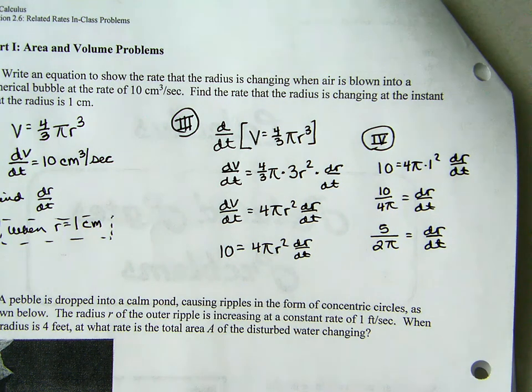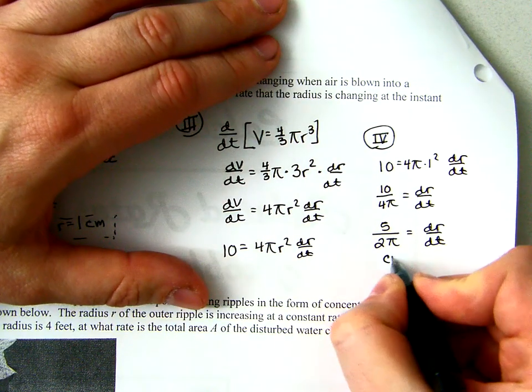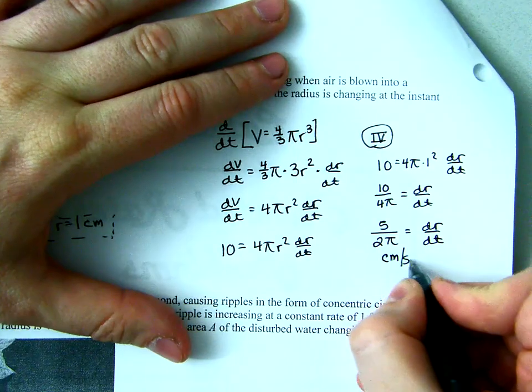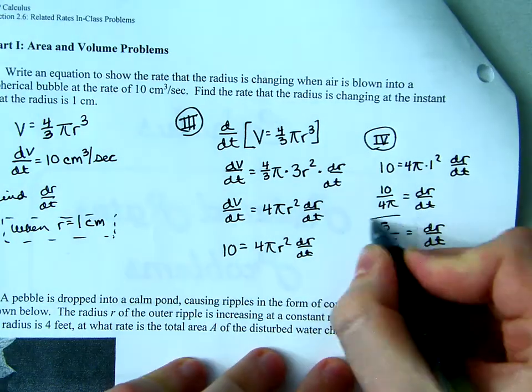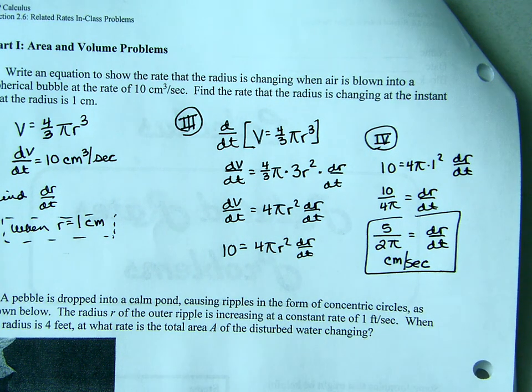Because these are word problems, we have to put units in our answers. dv dt was the rate of change of the volume. dr dt is the rate of change of the radius. Well, what's the radius going to be measured in? Centimeters. If the volume is centimeters cubed, the radius is going to be just centimeters. And what's the time measured in? Seconds, because that was the time for our dv dt. Your dr dt is 5 over 2 pi centimeters per second.